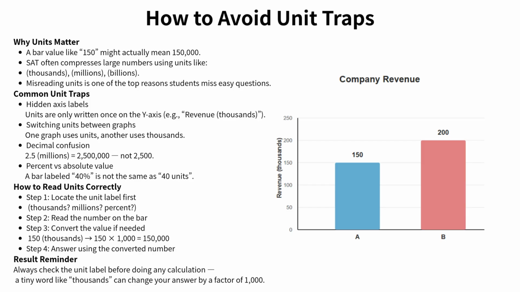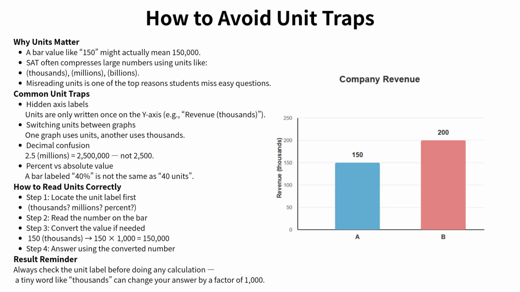Now let's talk about one of the most subtle traps in bar charts, units. A bar labeled 150 might not mean 150. It might mean 150,000. Units often appear only once, usually on the y-axis. And if you miss that small word, your answer can be off by a factor of 1,000 or even more. Another common issue is switching units across graphs. One chart might use thousands. Another might use millions. If you don't slow down and check, you'll compare numbers that aren't actually comparable.